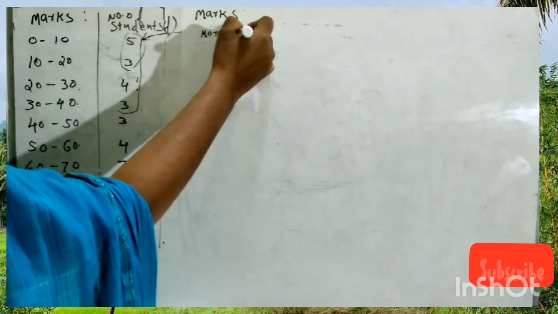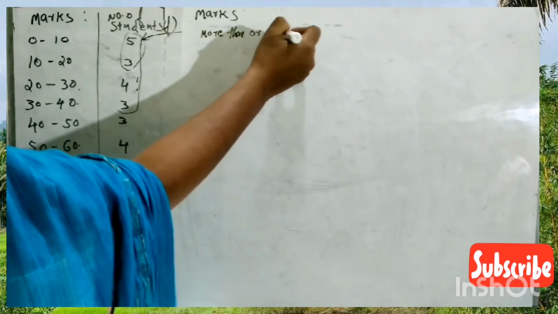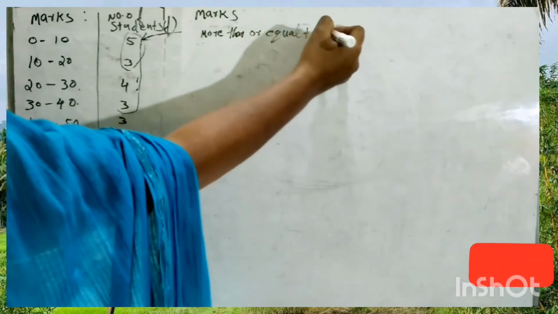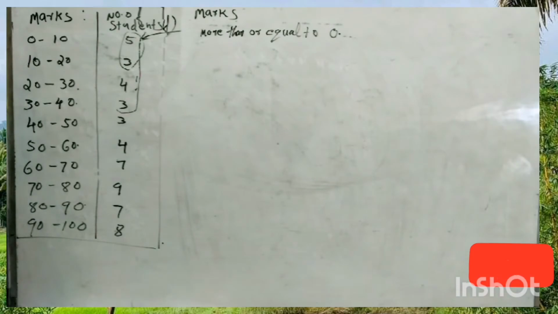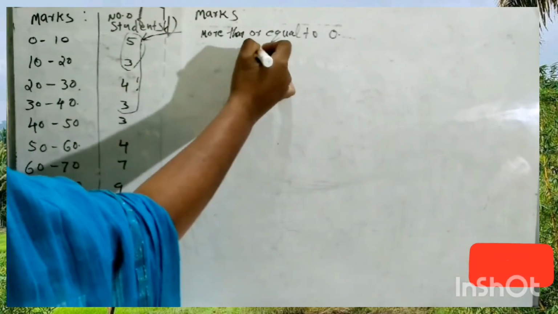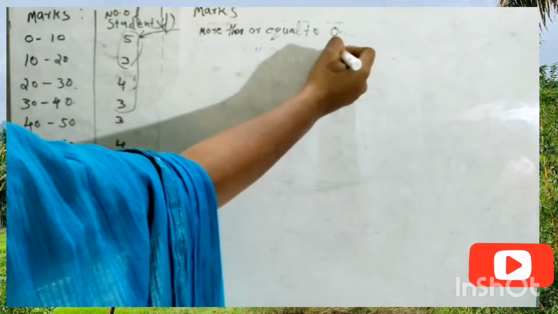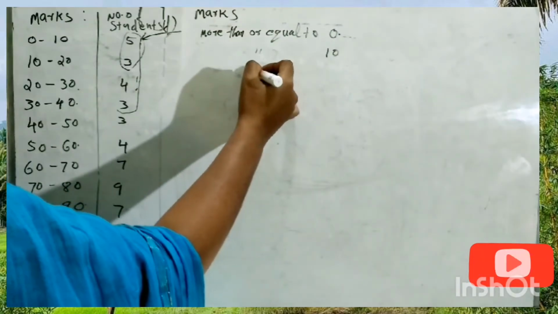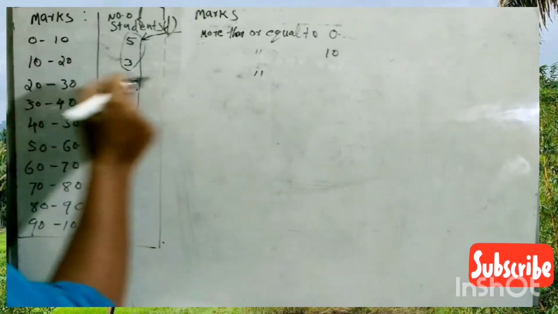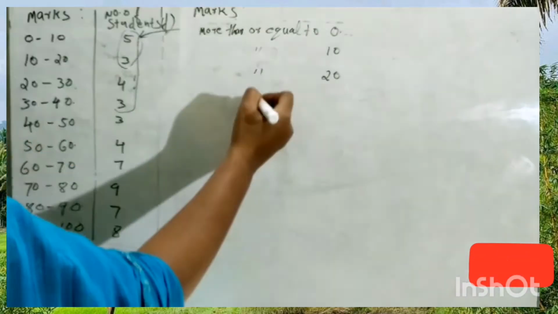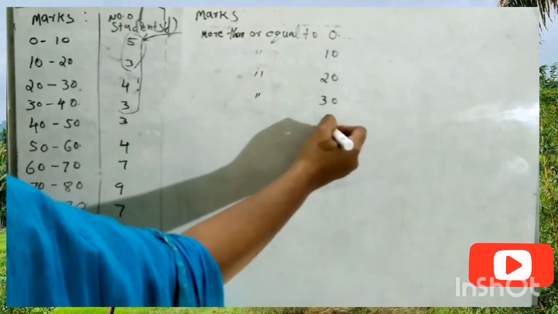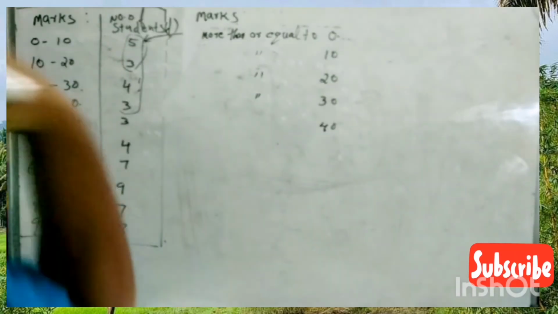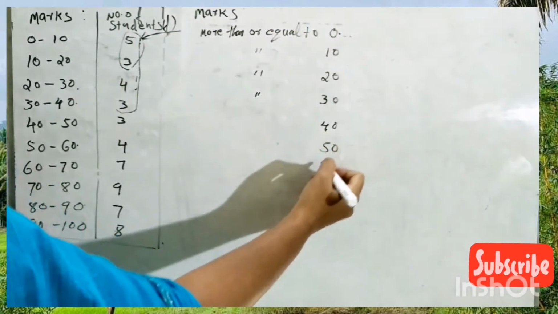More than or equal to 0. Lower limits we will write. Now next one, more than or equal to 10. And more than or equal to, the lower limit of the third one is 20. And more than or equal to 30. Next one is more than or equal to 40. More than or equal to 50.